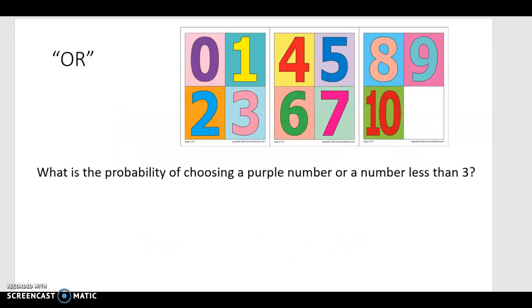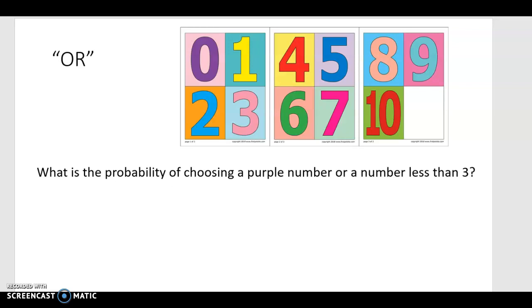So we're going to start with an OR problem, and we've got 11 cards that have numbers on them, 0 through 10. Hopefully the colors come out nicely with the contrast. We've got colored numbers and colored backgrounds. So the first question: what is the probability of choosing a purple number or a number less than 3?